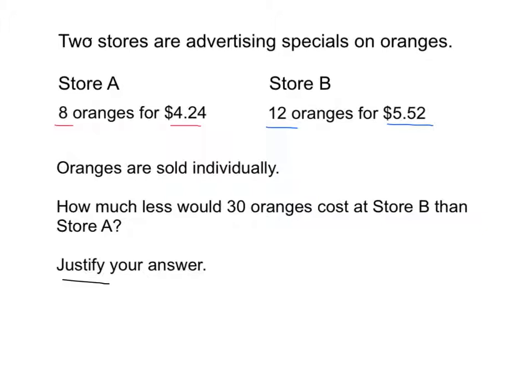So let's think about what we do know in this question and what information we do not know. Well, we do know the cost for 8 oranges from Store A, and we know the cost of 12 oranges from Store B. But what we don't know is the cost of 30 oranges from either of the stores. Do we know how much it costs for 1 orange from either of the stores? How can we use that information to figure out how much it costs for 30 oranges?